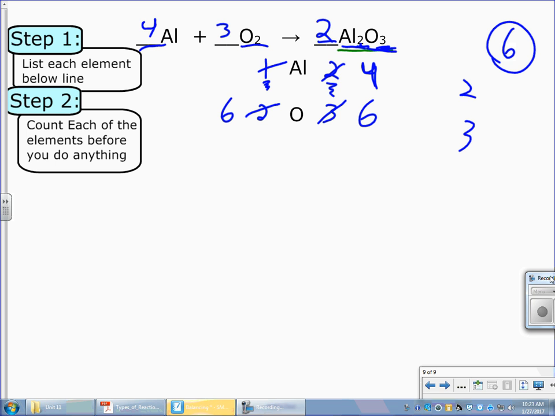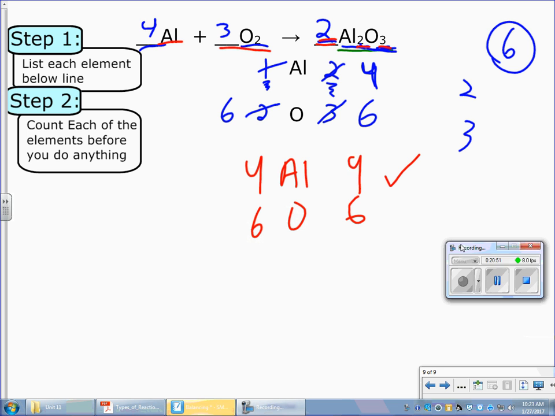So do that final "check yourself before you wreck yourself" here, and you go through and you say, 4 Al on the left, and we have 2 times 2, so 4 on the right. Check. And we do 3 times 2, we have 6 oxygen on the left, and we do 2 times 3, we have 6 oxygen on the right. So that is fully balanced here.